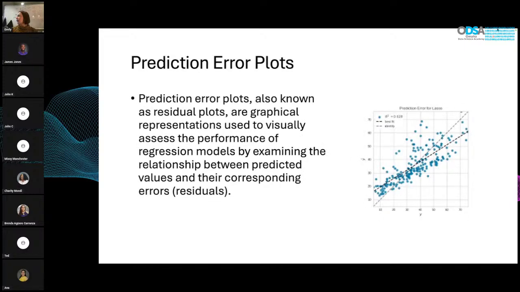So this, and I apologize because this is blurry, but you guys all get the idea, and I think I'm going to whiteboard something here with this. But prediction error plots, also known as residual plots, are graphical representations that plot the difference between what you're predicting and what the actual values are. So on the x-axis, we have y. What were the real values of the house prices? And on the y-axis, we have y hat. What were the predicted values of the house prices?